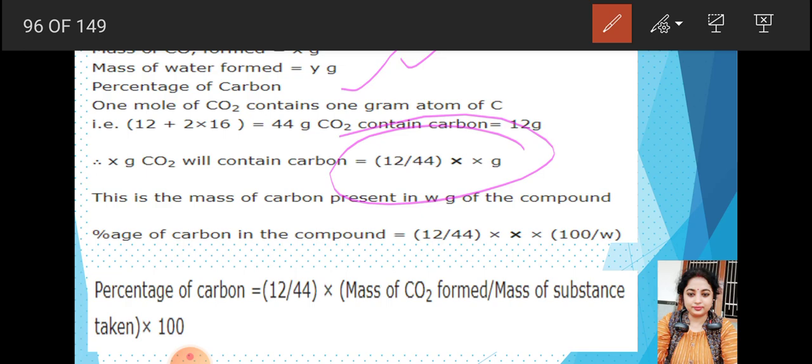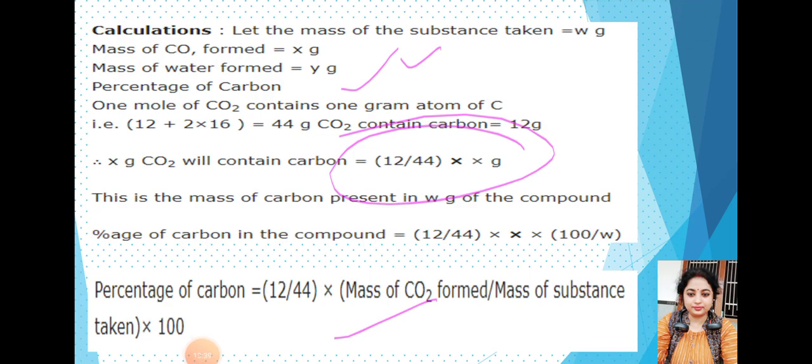Or percent of carbon is 12 by 44 into the mass of carbon dioxide formed upon the mass of the compound taken, into 100. By this calculation we can calculate the percentage of carbon. Next is the percentage of hydrogen. The same process we have to perform. Instead of carbon dioxide, we are going to take water here.